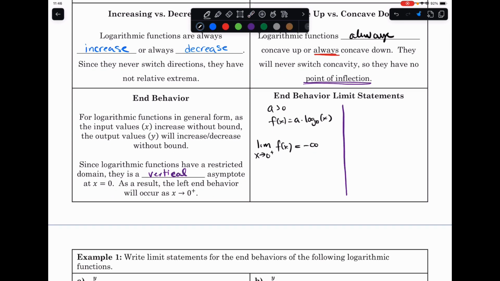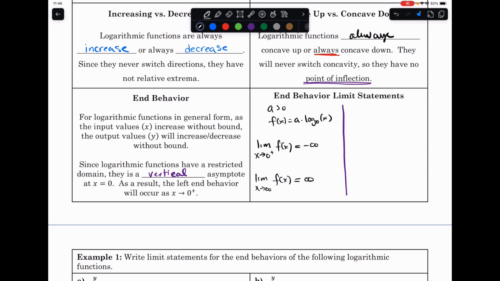Now the right end, which is occurring as x is approaching positive infinity, well, this function increases, so the right end is going towards positive infinity. So again, as you see, neither end is bounded. What is bounded, again, are the x values. The x values are not going to go beyond the vertical asymptote. So one end is always going to be approaching wherever that vertical asymptote is. And usually it is the left end. The left end should be approaching the vertical asymptote.